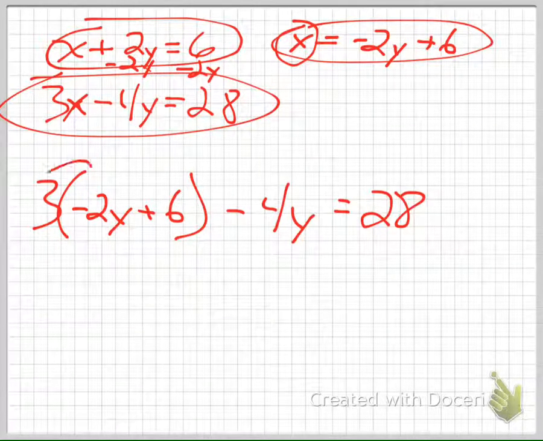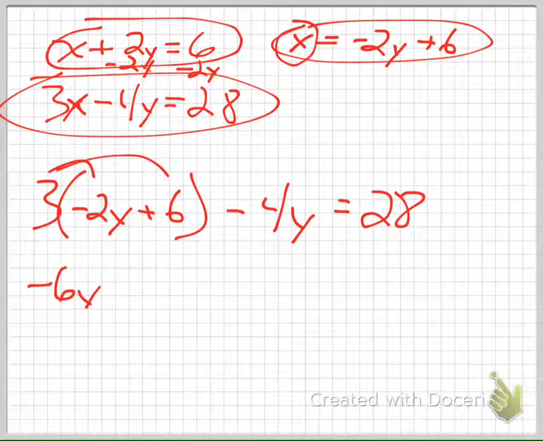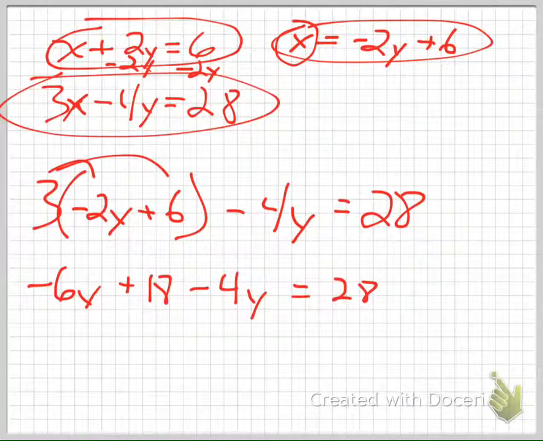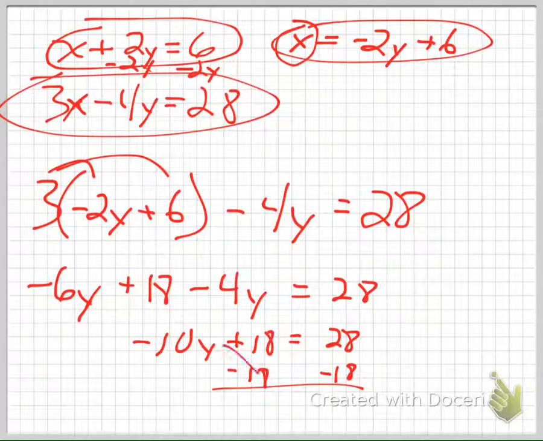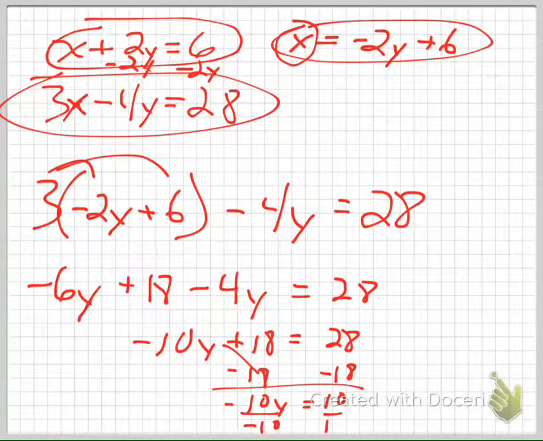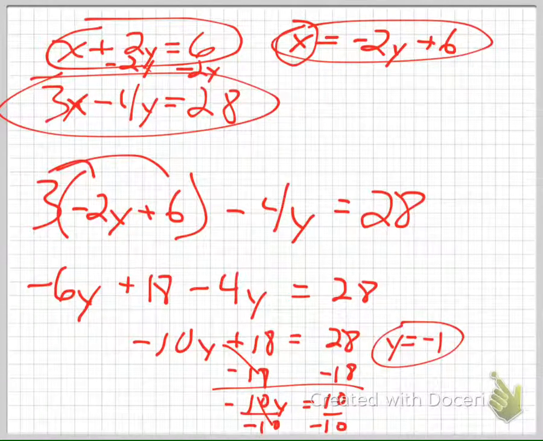Now, rainbow, rainbow: negative 6y plus 18 minus 4y equals 28. What can I do with this now? Negative 6y and negative 4y is negative 10y plus 18 equals 28. Minus 18, minus 18, negative 10y equals a positive 10. Divide by negative 10, divide by negative 10. y equals negative 1.